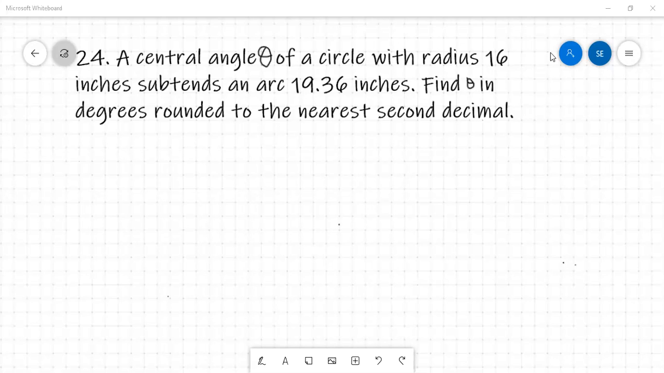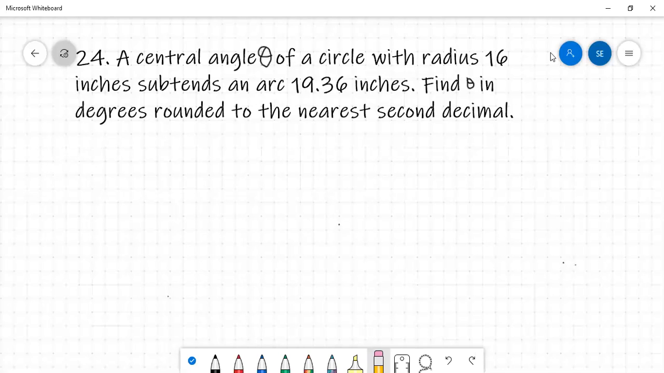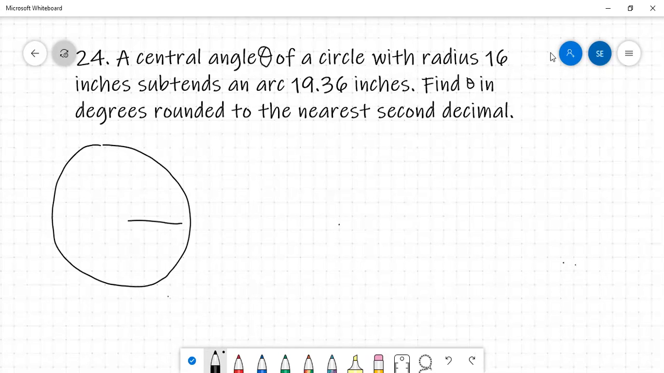Number 24 says a central angle of theta has a circle with a radius 16 inches, subtends an arc of 19.6 inches. Find theta in degrees rounded to the nearest second decimal. So, with these word problems, I usually like to draw what it means, right? We have a circle, we have a radius of 16, we have an arc, and this part of the arc is 19.36, and we want to know what this angle here is.